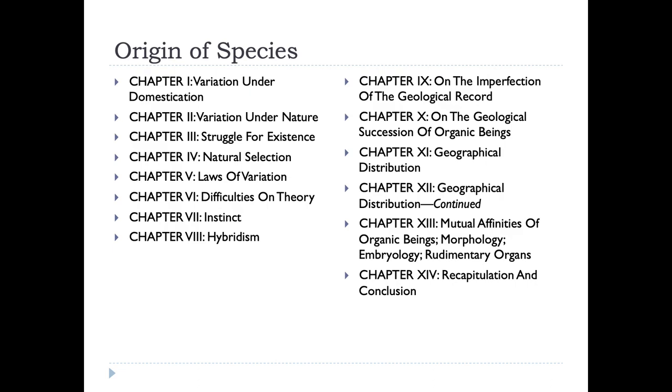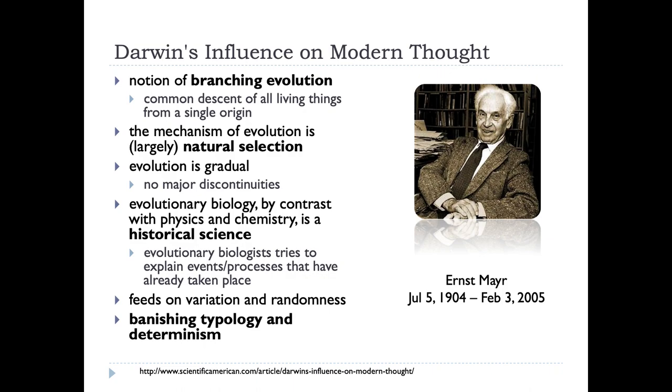Just again to remind you of what Darwin's influence has been on modern thought. This guy Ernst Mayr had a very long life, and basically he almost spans the time of Darwin to the modern time. He wrote a piece saying that this idea of branching evolution and the common descent of all living things from a single origin was one of Darwin's key ideas. But Darwin also had the idea that the mechanism of evolution is largely natural selection, that evolution is gradual, and that evolutionary biology in many ways is a historical science. So we try and reconstruct what's happened in the past and the processes that have already taken place, and that is a key part of what we do.